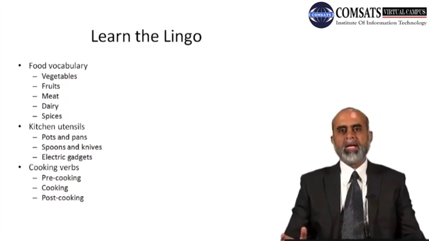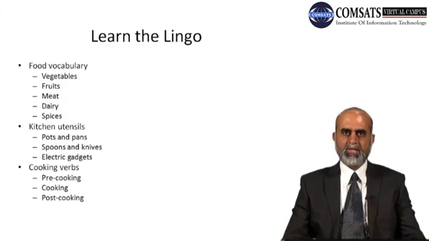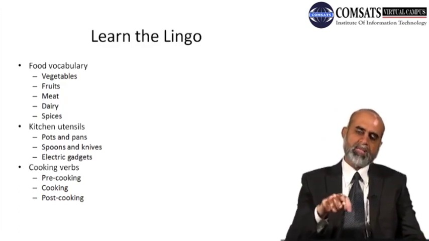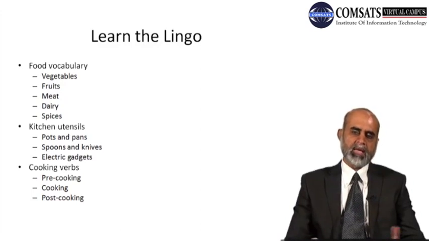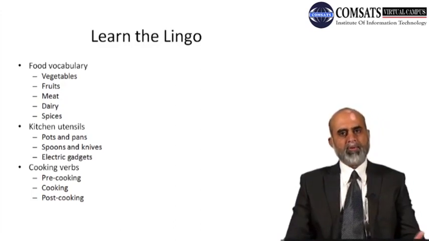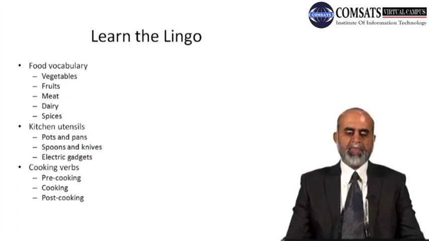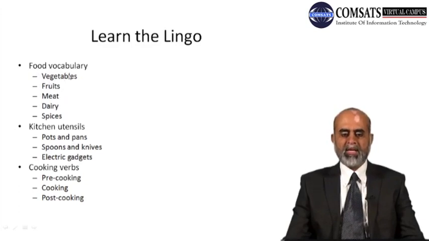Then you have post cooking, like presenting it, garnishing it, sprinkling salt and pepper, etc. So before we can write, or even before we can understand a recipe, we need to improve our vocabulary. You need to make a list of vocabulary items, and then classify them into food vocabulary, kitchen utensils, and cooking verbs. And you can subclassify them into vegetables, fruits, meat, dairy, spices, and the rest of the things in the same way as I've shown them on the slide.